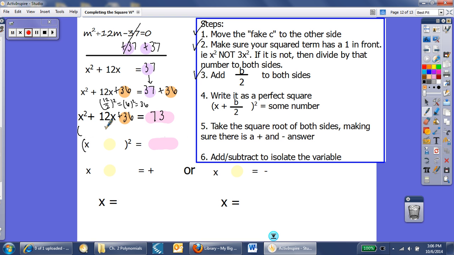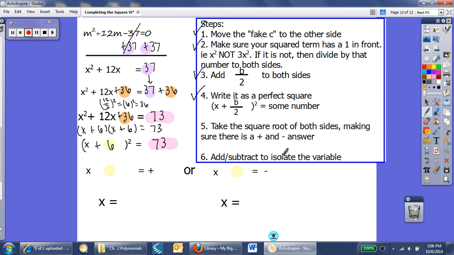I'll write it as 2 parentheses first so that you understand where it came from. x times x is x squared. 36 is 6 times 6, and I need a plus sign on both of those. I still have equals 73. Simplifying this is x plus 6 squared, since there's 2 of them, equals 73. Step 4 is done.